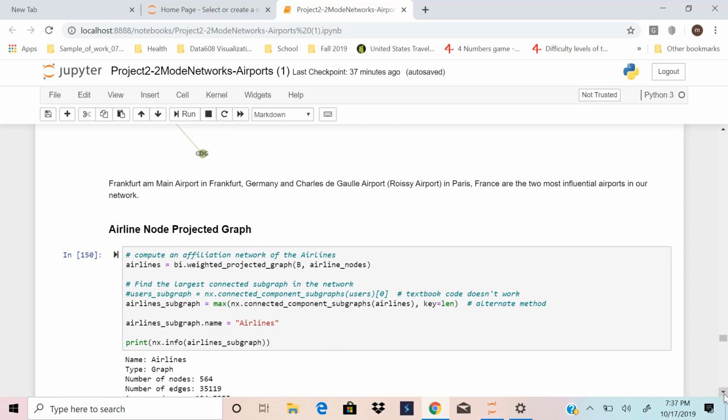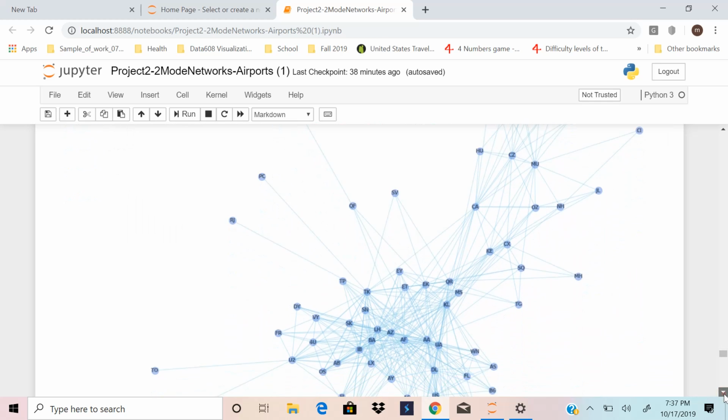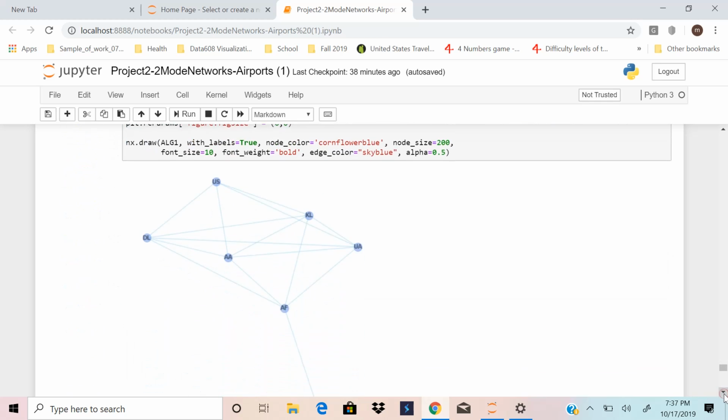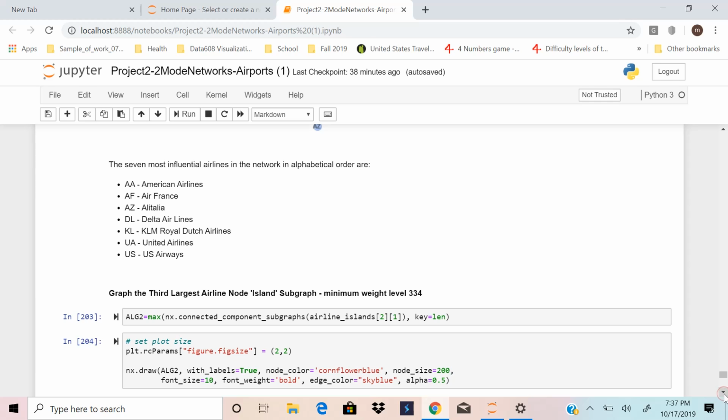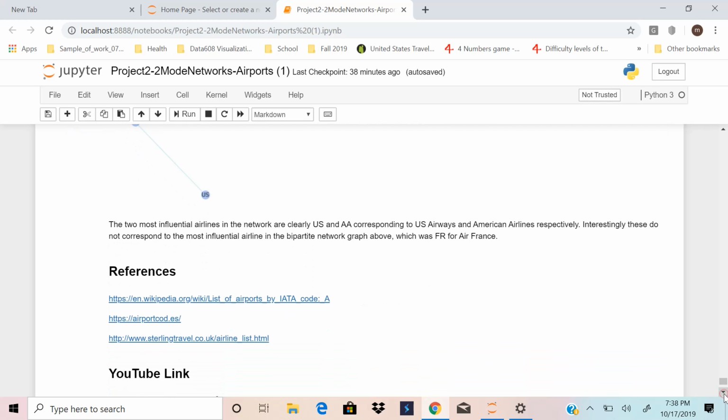So then we look at airlines. We also try to subset those airlines, and we're getting fewer and fewer of them. We got to American Airlines, Air France, an Italian one, Delta, a Dutch one, American, United Airlines, and US Airways. And the top ones are actually American: US Airways and American Airlines.